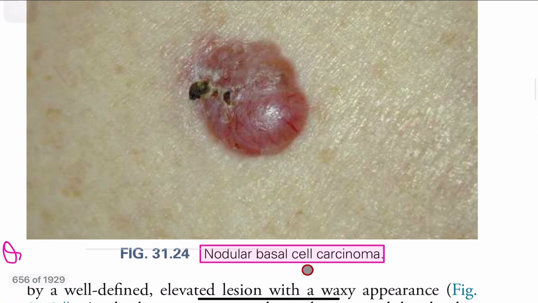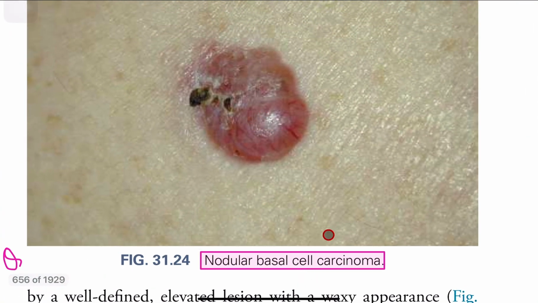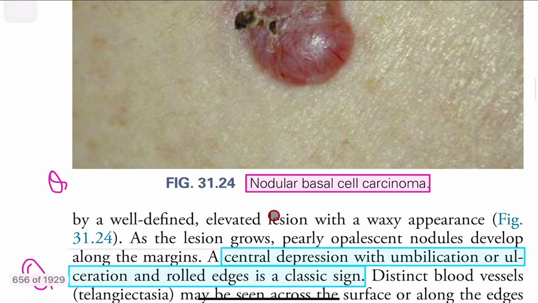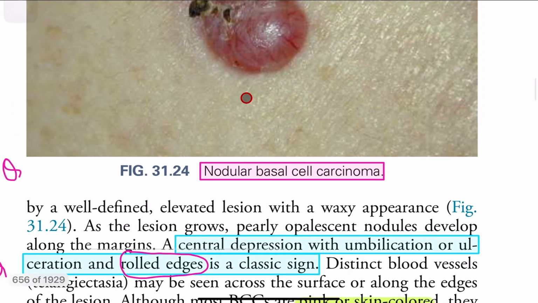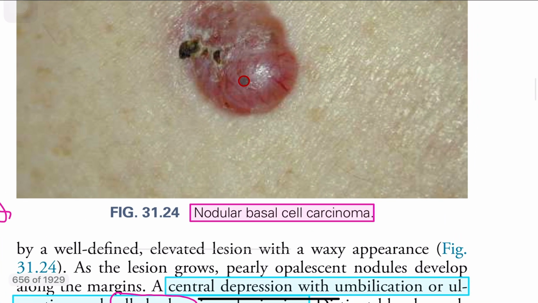Okay. So in a picture based question you may get this picture and they can ask what type of skin cancer this is. So it's basal cell carcinoma, nodular variety. Okay. There is a typical classical sign, that is central depression with umbilication or ulceration, and a rolled edge. The key is the rolled edge. Okay. An everted edge you will get in SCC. So a rolled edge you will see in BCC. Okay. You can see this is a rolled edge.